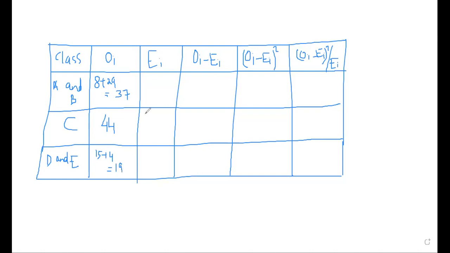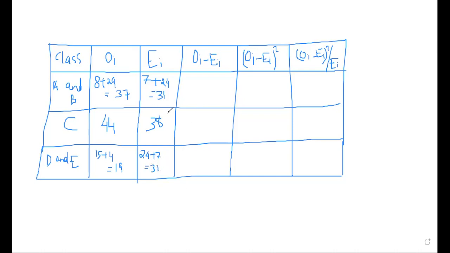Then the expected frequency: 7 and 24, you have to add 7 plus 24, so you will get 31. Then C, there is no change, that is 38. Then last, D and E, that is 24 and 7 again, so you have to add 24 plus 7, that is equal to 31.